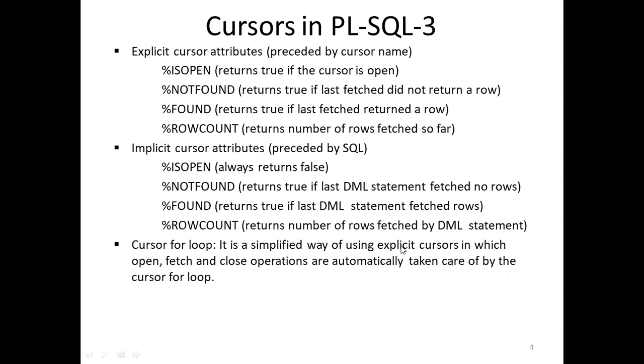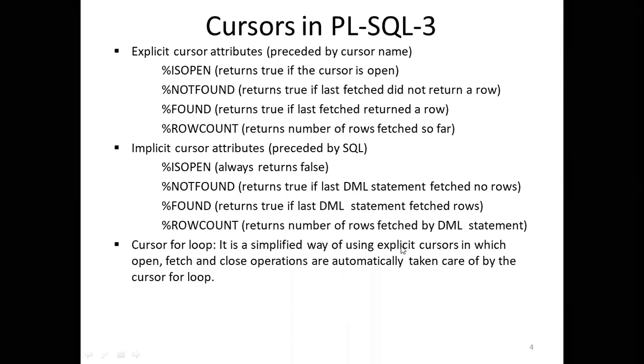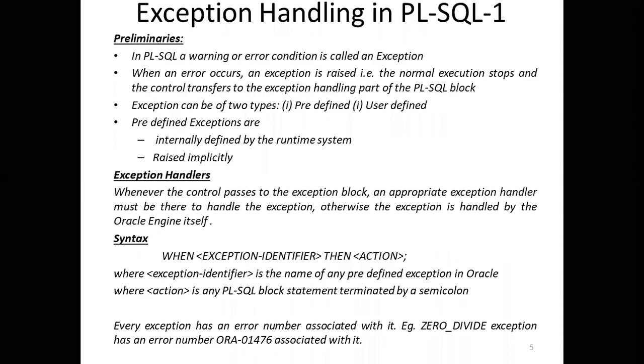Then with the explicit as well as the implicit cursor, four attributes are there: percentage is open, percentage not found, percentage found, and percentage row count. And these are invoked by preceding it with the cursor name in case of explicit cursors and preceding by SQL, which is the implicit cursor name, for the implicit cursor. We also discussed a cursor for loop in which all the operations of opening, fetching, and close are done automatically. And the cursor for loop variable is like a percentage row type variable. This we discussed in our previous class.